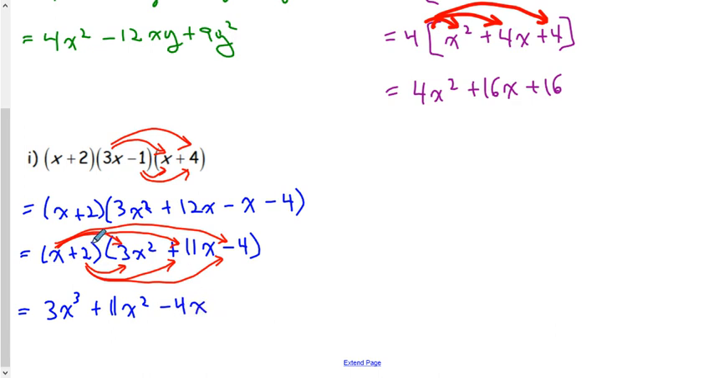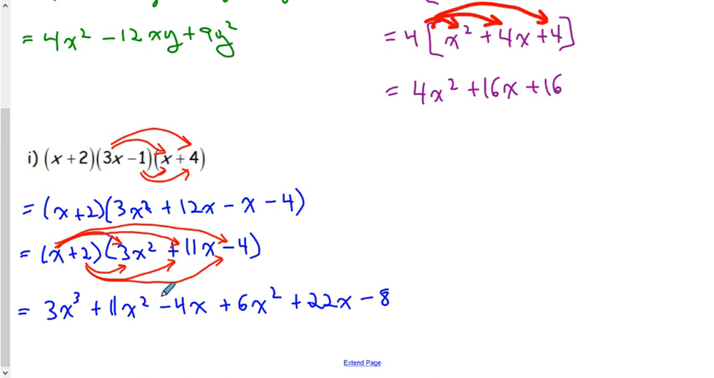Now we've got this 2 over here. It's going to multiply everything as well. 2 times 3x squared is going to be 6x squared. 2 times 11x will be 22x. And 2 times negative 4 will give us minus 8.